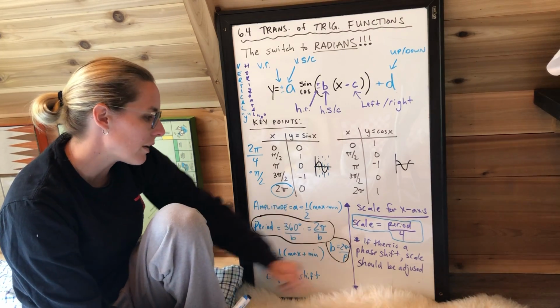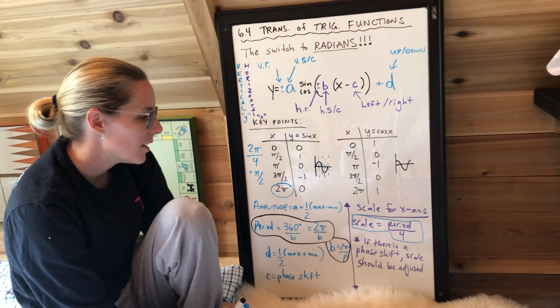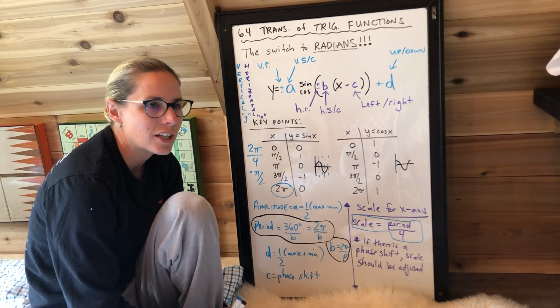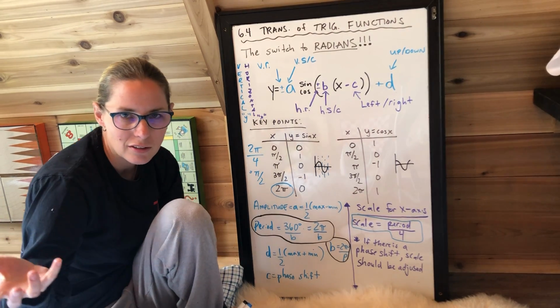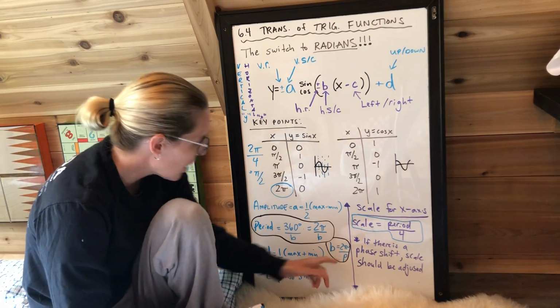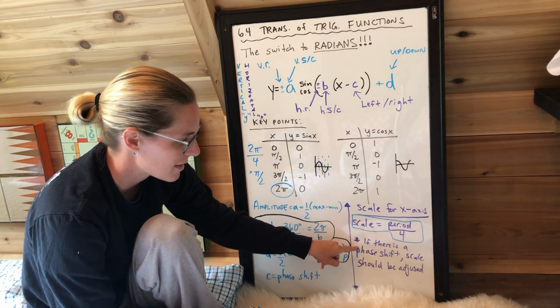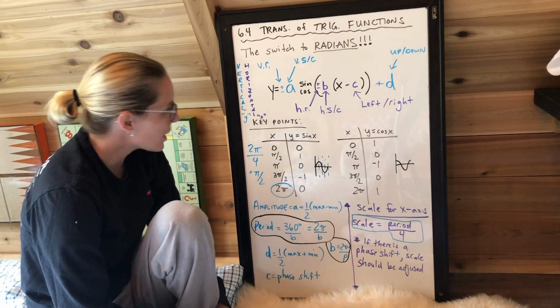Okay, one thing to note, if there is a phase shift, the scale has to be adjusted. It just has to be adjusted to make sure that you are able to graph right on the tick marks instead of guessing in between. Okay, and I will talk about that in an example once I get to it, exactly how this adjustment has to happen. Okay, so this is the basics.